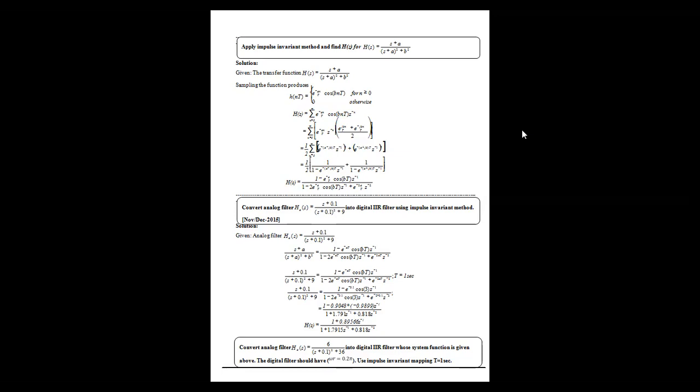Then the value of e power minus 0.1 will be 0.9048. Cos of 3 will be minus 0.9899. While simplifying 2 e power minus 0.1 cos 3, it will become 1 plus 1.7915 z power minus 1, and e power minus 2 into 0.1 will be 0.818. After simplifying the numerator, we get 1 plus 0.8956 z power minus 1 divided by 1 plus 1.7915 z power minus 1 plus 0.818 into z power minus 2.